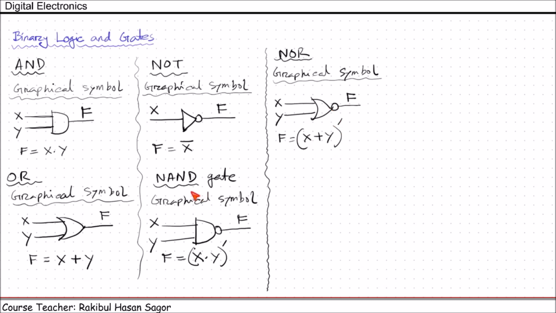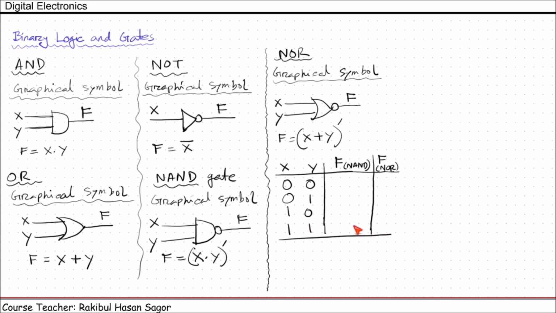Now let's see the truth table for NAND gate and NOR gate. We have two inputs, X and Y. And we have function output for NAND and function output for NOR. We can have four combinations using two inputs, 0 0, 0 1, 1 0, and finally 1 1. These are the input combinations.